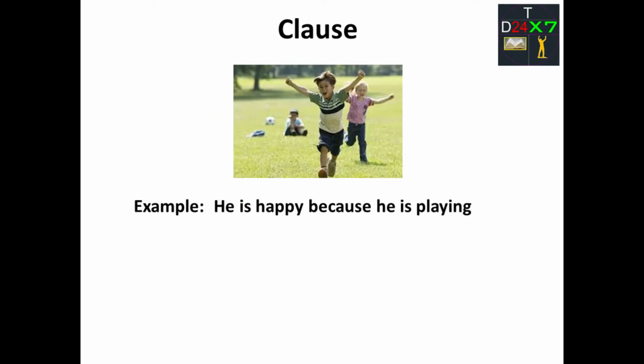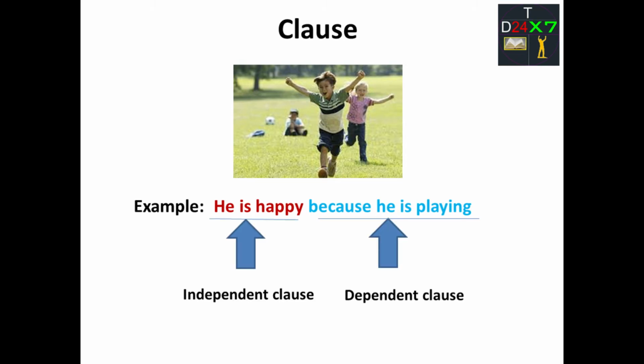Now we can take another example of a clause. He is happy because he is playing. Here if you observe the sentence, you find that there are a number of verbs. Can you find how many clauses there are? Two. One clause: He is happy. Another clause: Because he is playing. Friends, you find that because he is playing cannot be used independently. It depends on another clause, he is happy. So, because he is playing is a dependent clause. Also, the independent clause is he is happy.